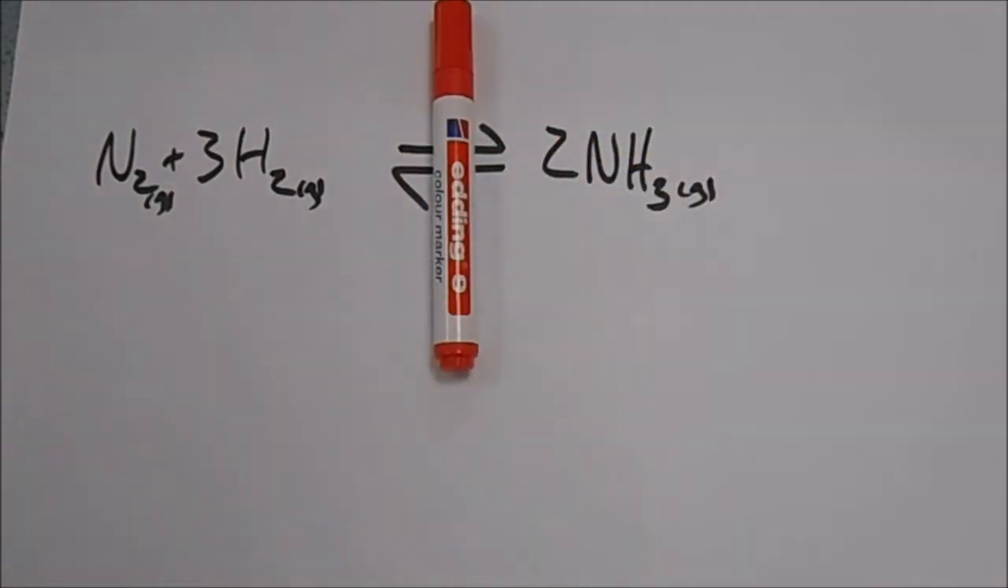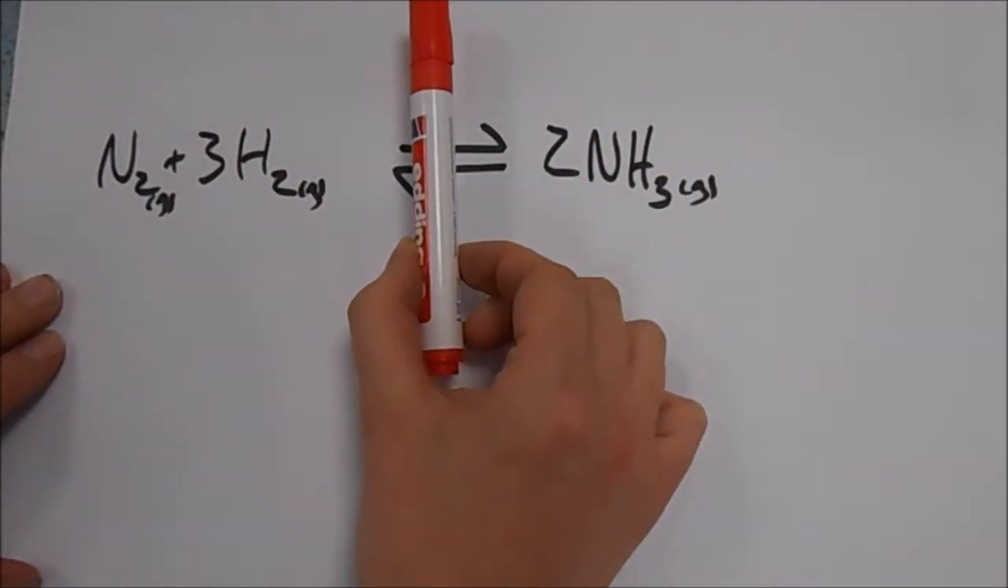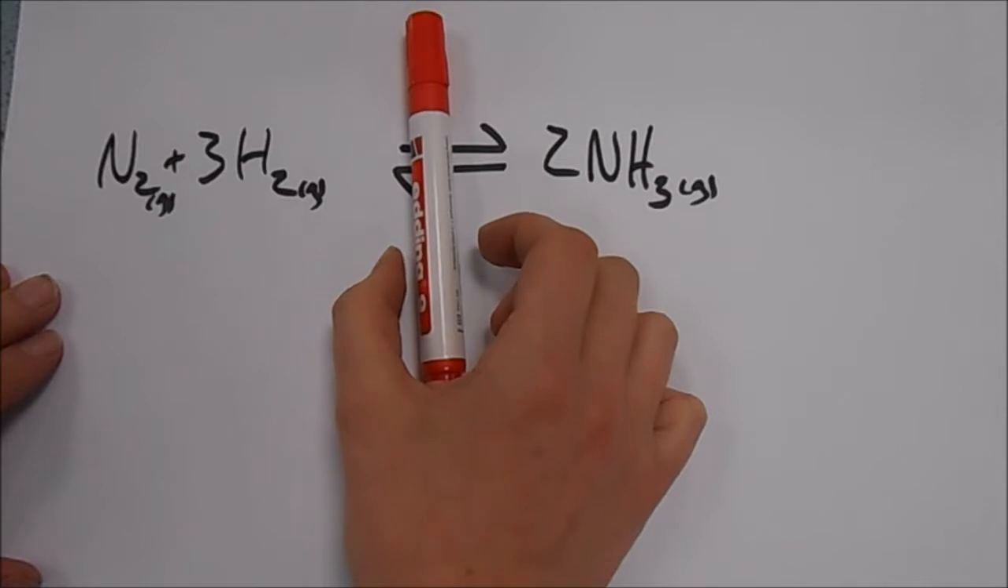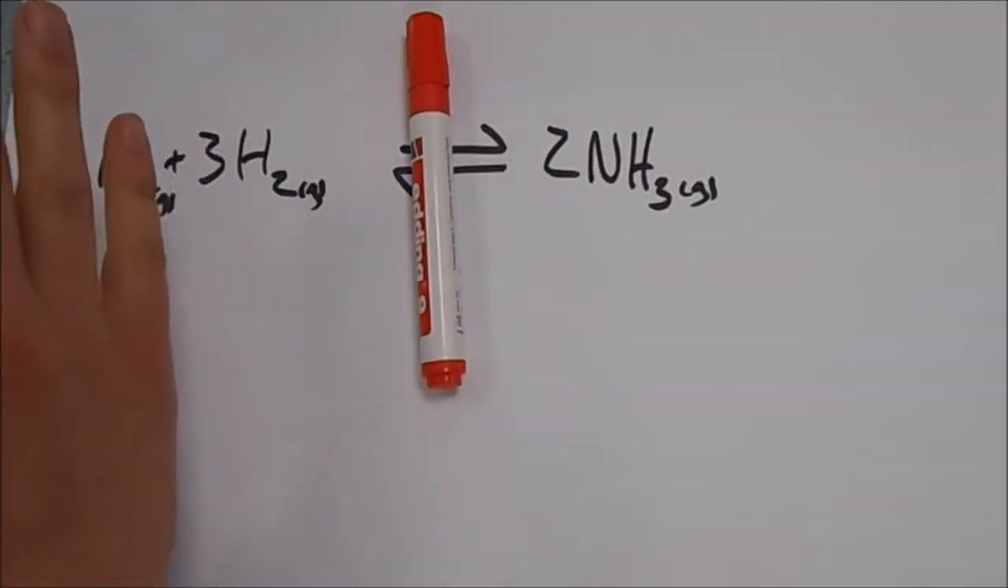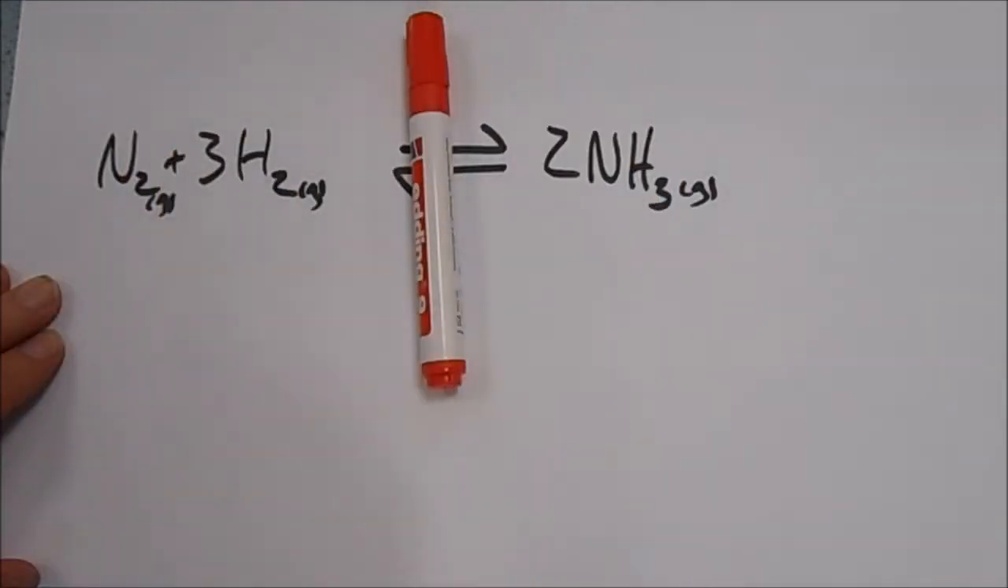If we increase the concentration of the product, we say that the equilibrium has shifted to the right. Okay? Now, the position of equilibrium tells us basically the relative concentration of reactant to product.